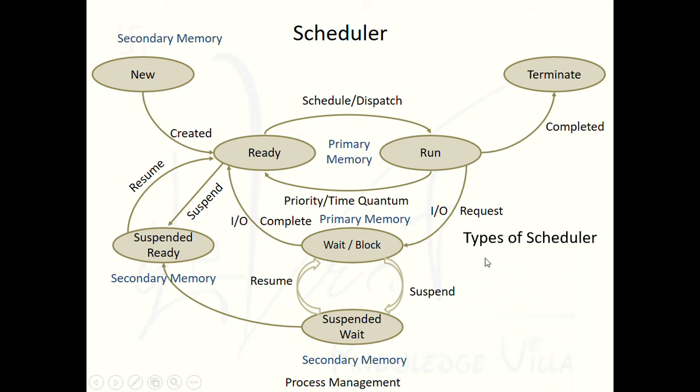In total, there are three types of scheduler: the long term scheduler, the short term scheduler and the medium term scheduler. First, let's start with the long term scheduler: where it works, how it works and what its function is. The long term scheduler works when a process is arriving from the new state to the ready state. The long term scheduler brings the process from the new state to the ready state. That is the work of the long term scheduler.